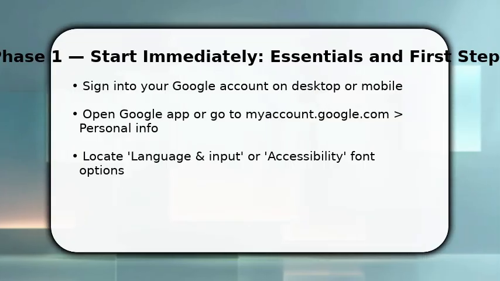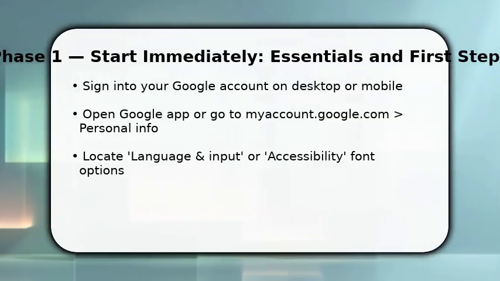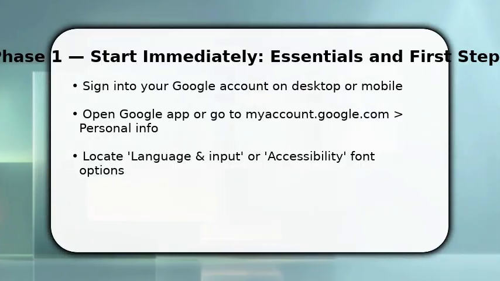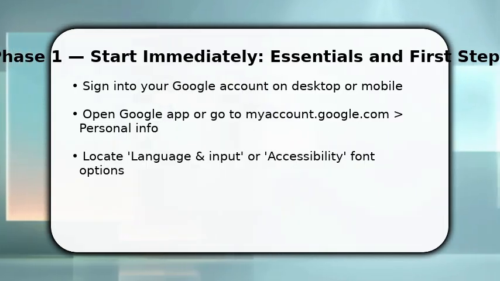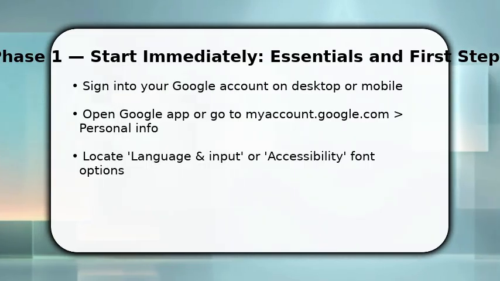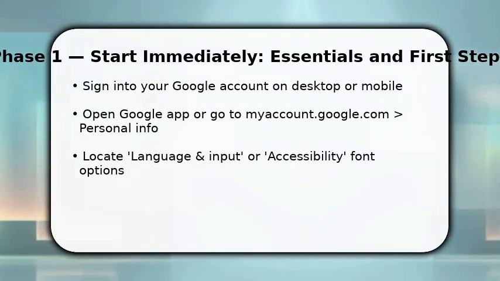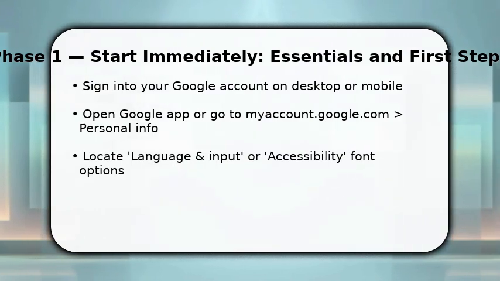You begin by signing into your Google account, then open Google on desktop or the app on your phone. Once signed in, go directly to Personal Info. This keeps changes tied to your profile. You want to find the section labeled Language and Input or Accessibility. Different interfaces place font settings in either. Start here because these are the controls that let Google reflect a new font across services where supported. And this prevents mismatched display between devices once you move to the next steps.